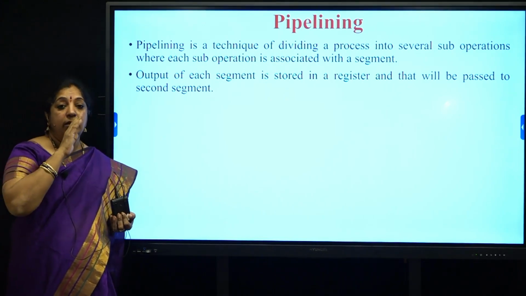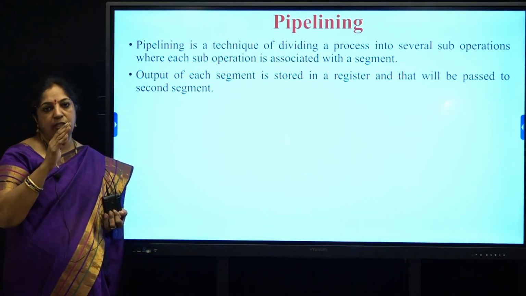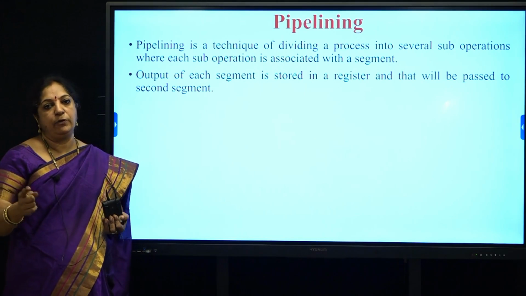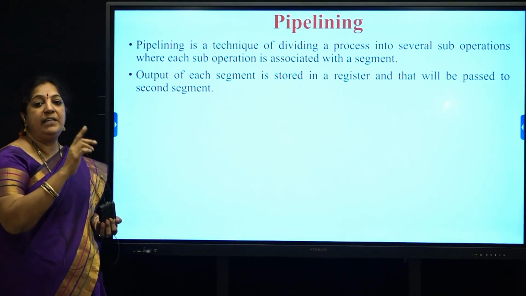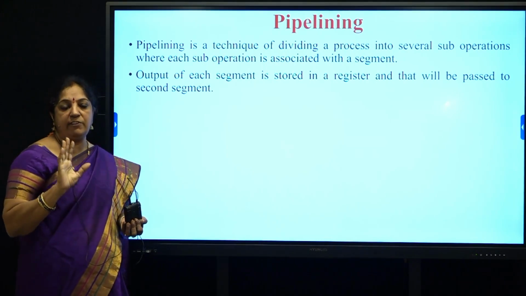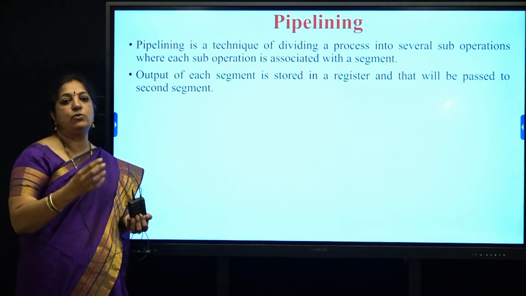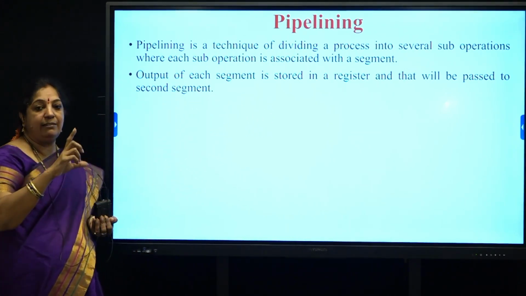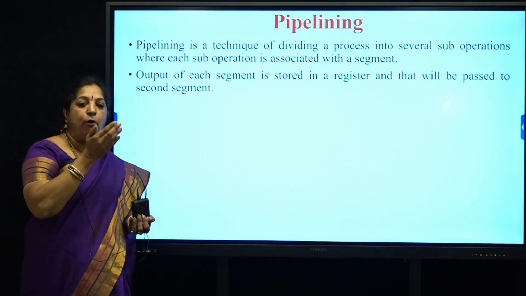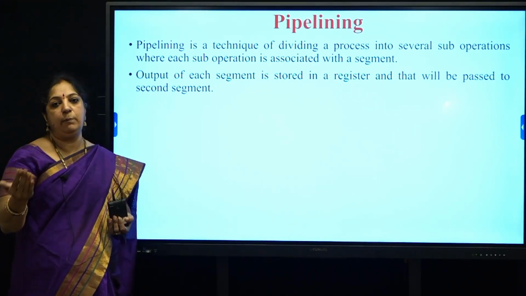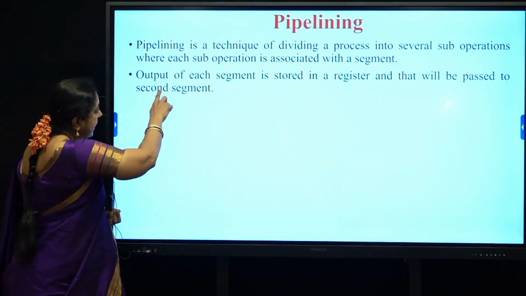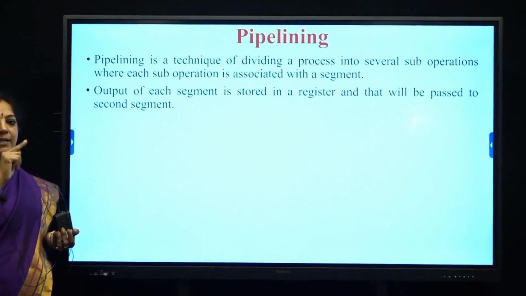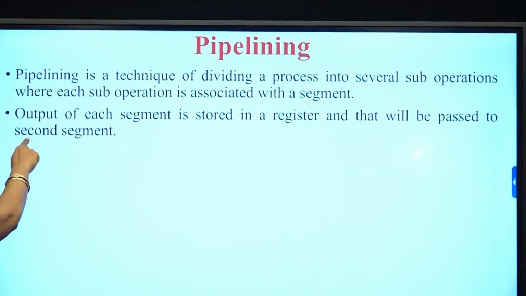At the starting we give the instruction input, and once everything is executed, at the end we get some output. The output of each segment is stored in registers; when we talk about intermediate data in the processor, it is stored in registers. The output of one segment acts as the input of the next segment. So for each and every segment, the output is stored in a register, and the same is passed to the second segment.